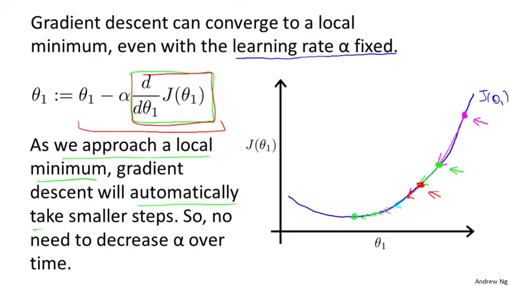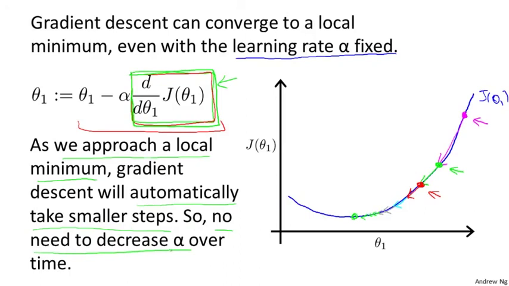So just to recap, in gradient descent, as we approach a local minimum, gradient descent will automatically take smaller steps, and that's because, by definition, the local minimum is when this derivative is equal to 0. So as we approach the local minimum, this derivative term will automatically get smaller, and so gradient descent will automatically take smaller steps. So this is what gradient descent looks like, and actually there's no need to decrease alpha over time.